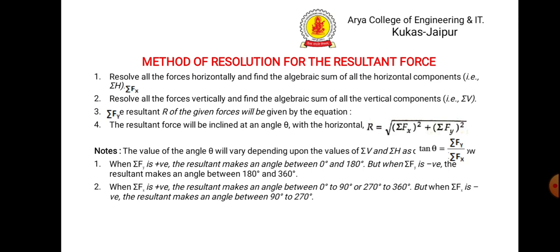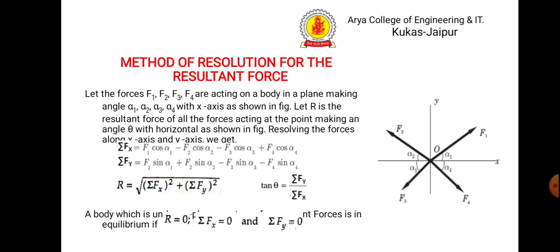Okay. Similarly, when summation Fx is positive, the resultant makes an angle between 0 to 90 or 270 to 360 degrees. But when Fx is negative, the resultant makes an angle between 90 degrees to 270 degrees. We will discuss this by this example, that F1, F2, F3 and F4 all make angles alpha 1, alpha 2, alpha 3 and alpha 4 with the horizontal.